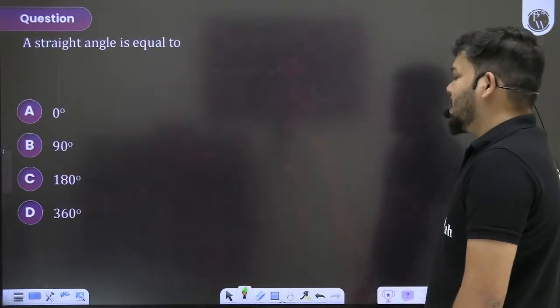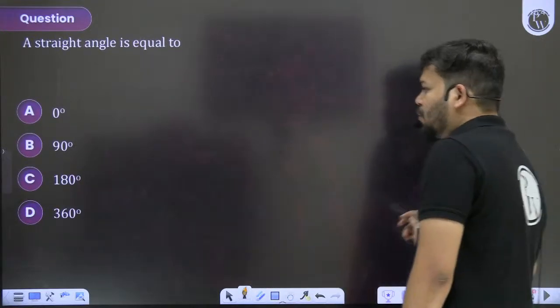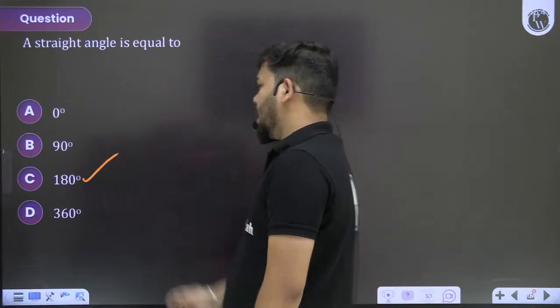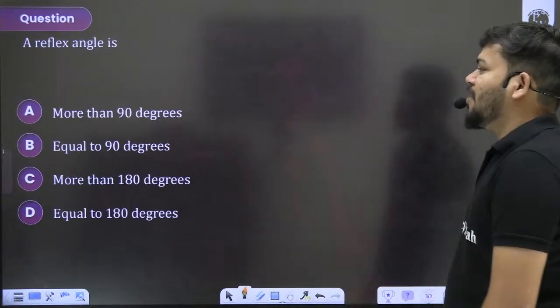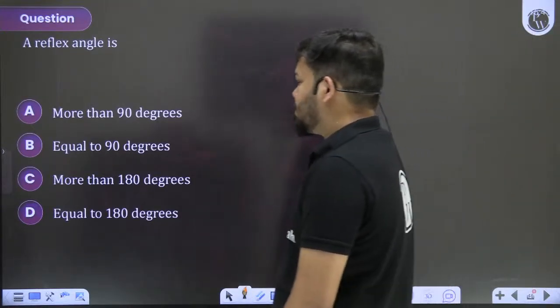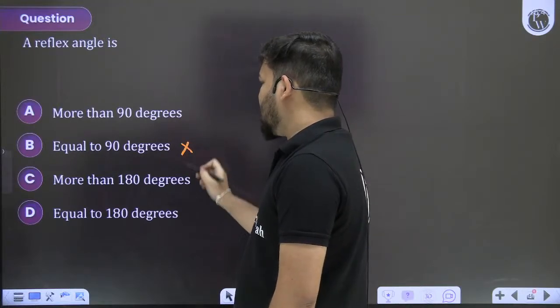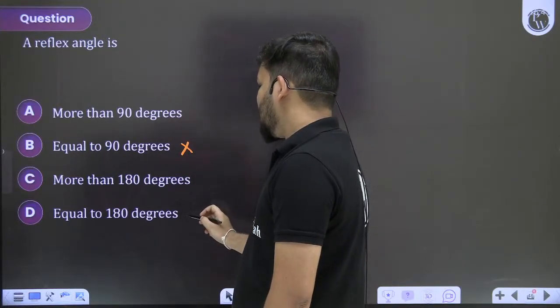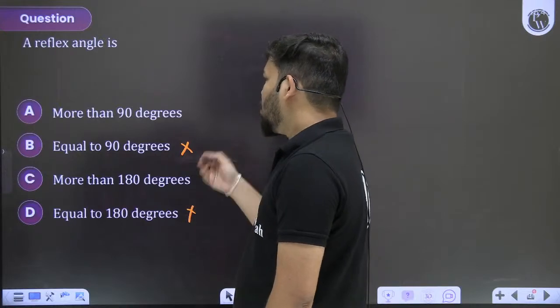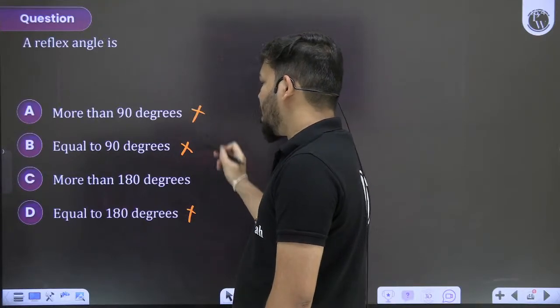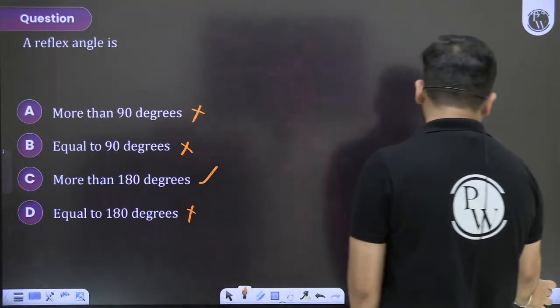The straight angle is nothing but 180, right? So next, reflex angle. Reflex angle means what? Equal to 90, it's a right angle. Equal to 180, it's a straight angle. More than 90 is an obtuse angle, and more than 180 is a reflex angle. Yes, option C will be the correct answer.